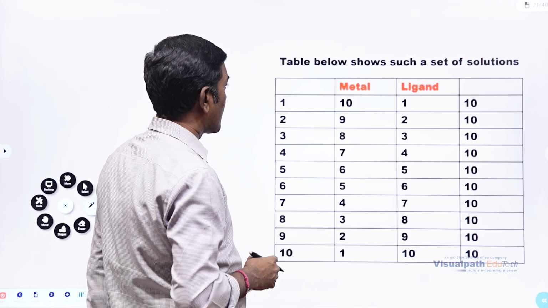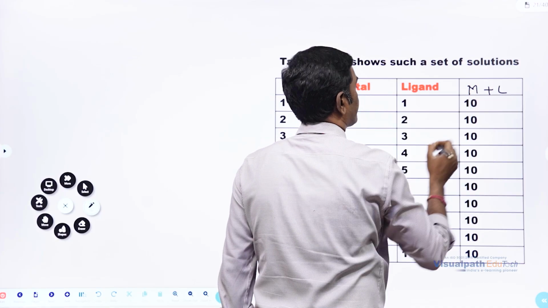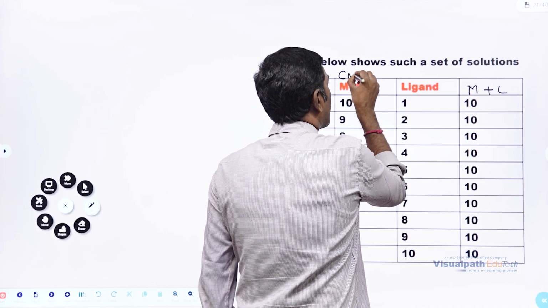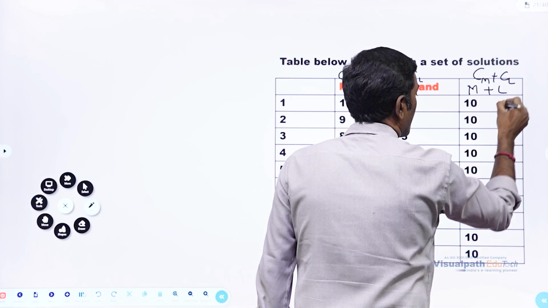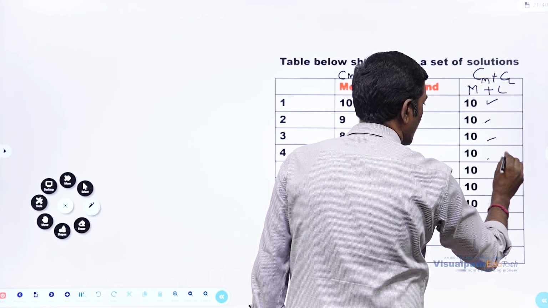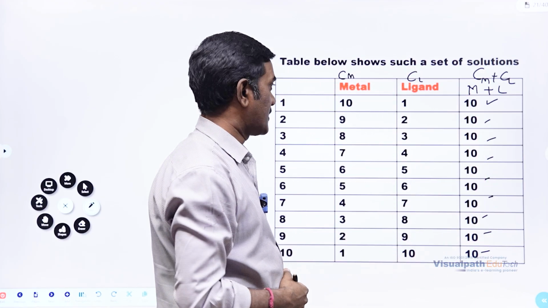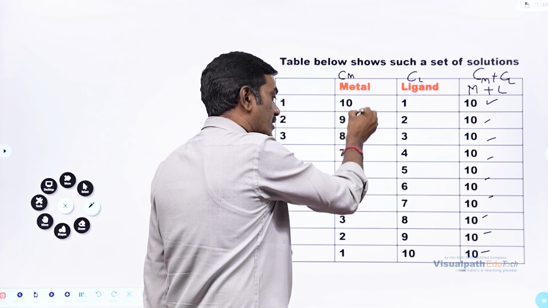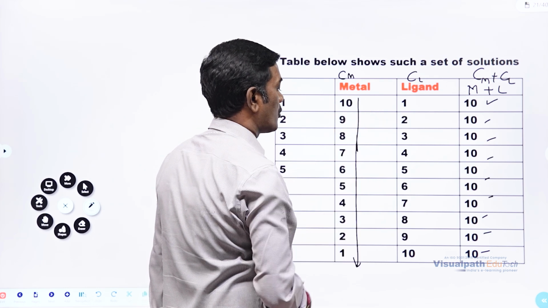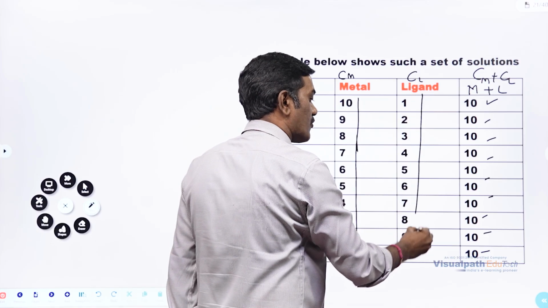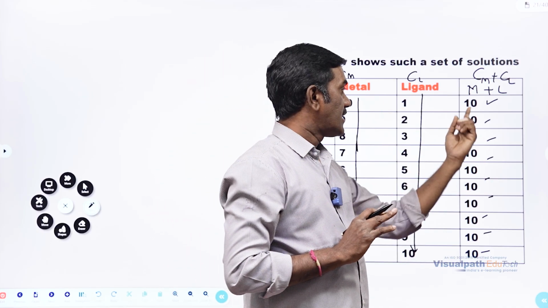And here we can see it is metal plus ligand. This is Cm, this is Cl, this is Cm plus Cl. You can see here all are 10 only. That's what we mentioned, Cl plus Cm is constant. Here what are we varying? We are reducing the volume of metal from 10 to 1, and in the same way increasing the volume of ligand from 1 to 10, but keeping the volume constant, that is 10 ml.